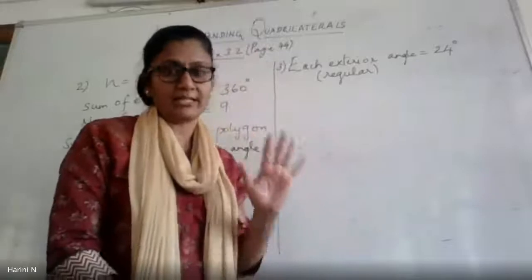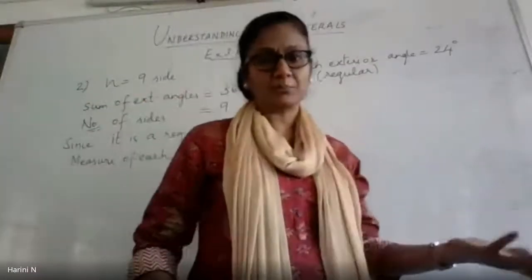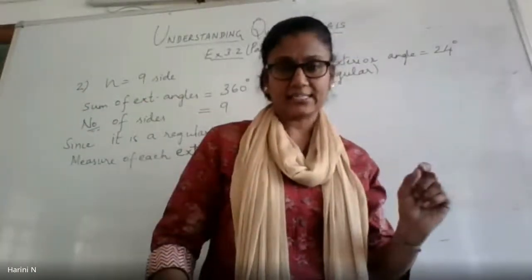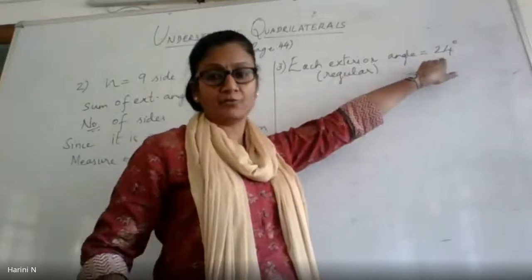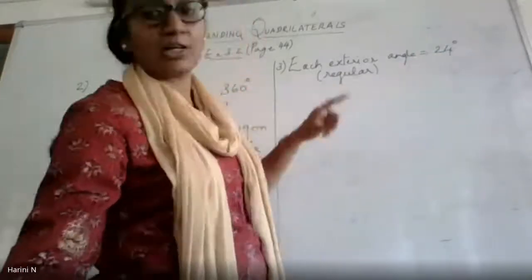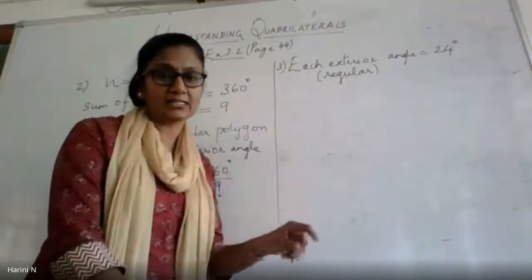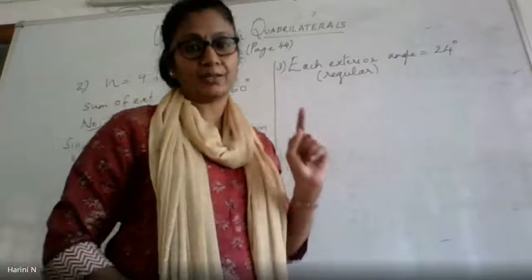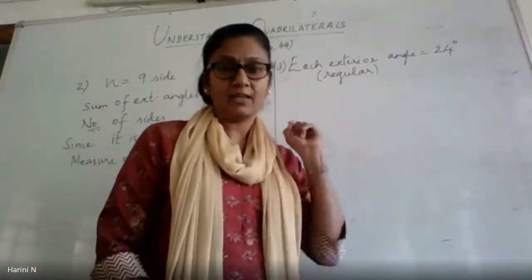Ma'am, when I add all the exterior angles of this polygon, definitely I am getting 360 degrees, because that is my property for the exterior angles of a polygon. Any n-sided polygon, when I add its exterior angles, will sum up to 360 degrees. So now one of my exterior angles is equal to 24 degrees and it is a regular polygon. Means what did I understand? All the exterior angles of this polygon are equal to 24 degrees each. So how will I find out the number of sides of this given regular polygon?